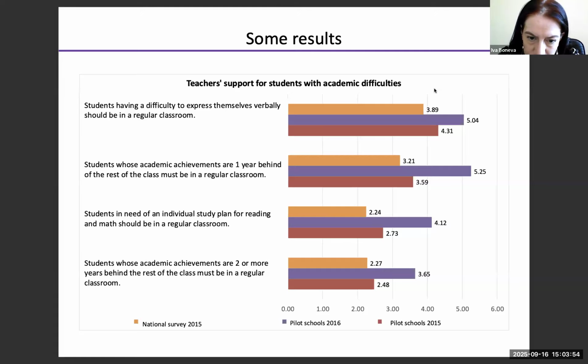You see the orange is the national survey. The pilot schools in 2015 are in Burgundy, and the lilac is the pilot schools in 2016. And you can see that things changed a lot. So next slide.